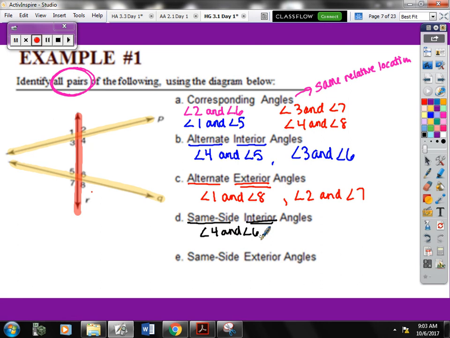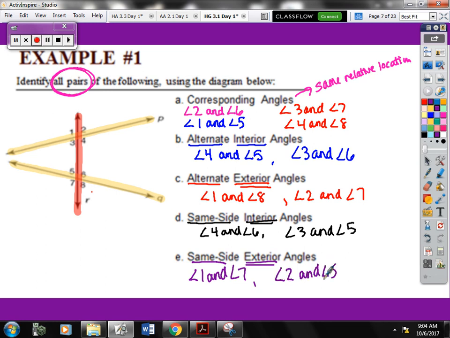Those are both inside, same side, and then the other would be, Kale? Angle 3 and angle 5. Good, angle 3 and 5. Last type, same side exterior. So on the same side of the transversal, but outside of my 2 lines. Same side exterior. Maddie? 1 and 7, very good. And our last pair, Brett? 2 and 8.